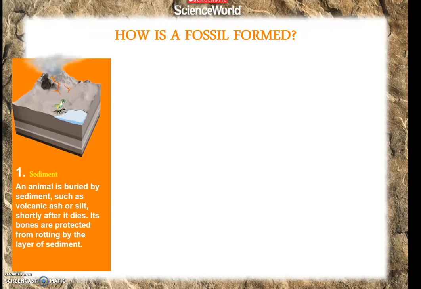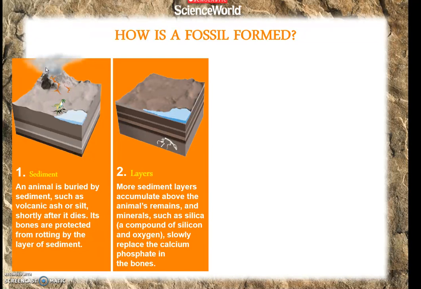So how is a fossil formed? First, an animal is buried by sediment, such as volcanic ash or silt, shortly after it dies. Its bones are protected from rotting by the layer of sediment. For example, you can see this dinosaur here might die, and then this volcanic ash is going to cover it. As time goes on, more and more sediment layers accumulate above the animal's remains. And minerals, such as silica, which is a compound of silicon and oxygen, slowly replace the calcium phosphate in the bones that are there.